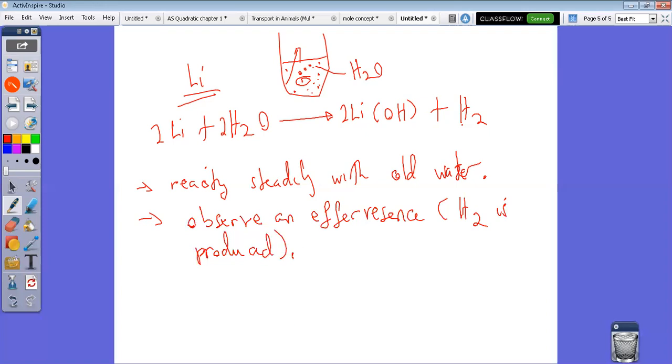You observe an effervescence. Clear now? Okay. So this one is soluble in water. This one, it's aqueous because it dissolves in water.